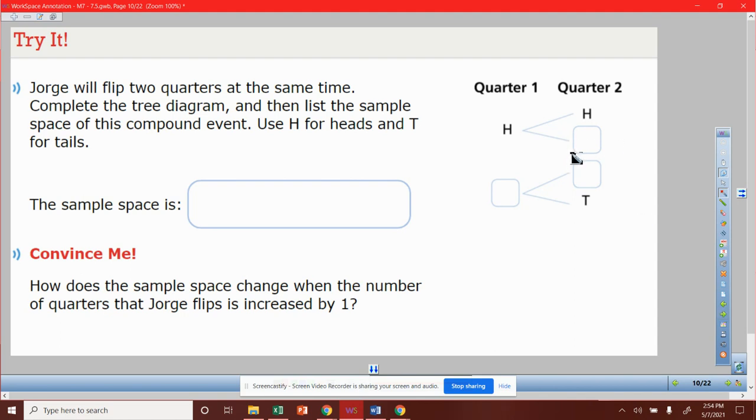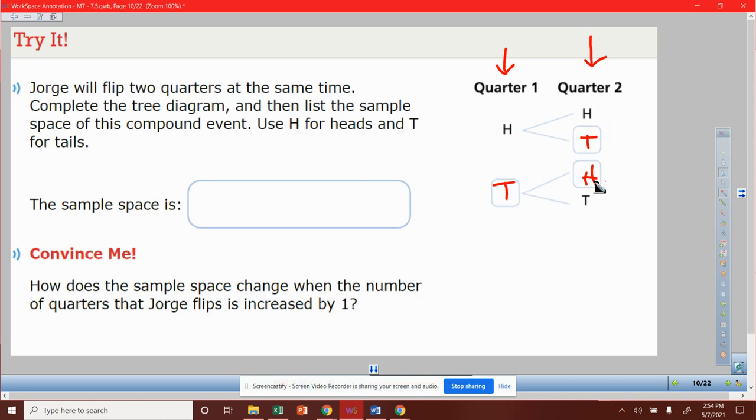So the one we did for the boy girl, we did vertically. This one they're doing horizontally. So the first quarter, you have a couple outcomes. You can either get heads or you can get tails. Then when you go to the next quarter, you can get heads or you can get tails. Or if the first one was a tails, then the next one could go heads or tails. So our final outcomes are listed over here.